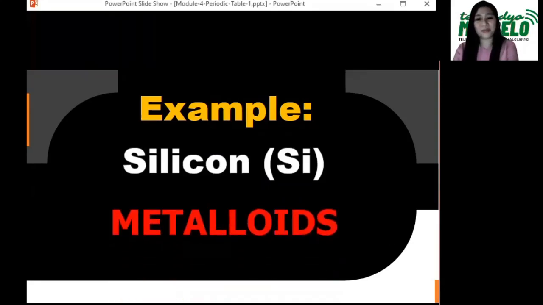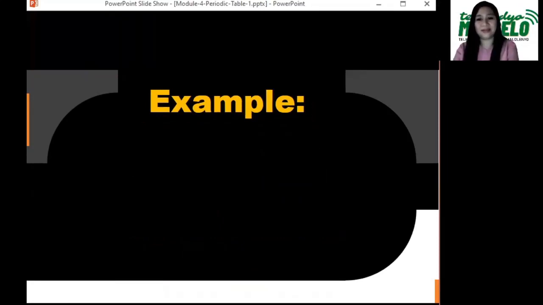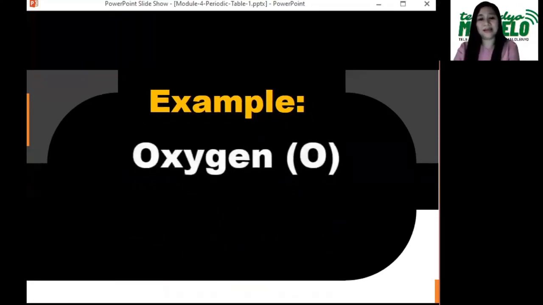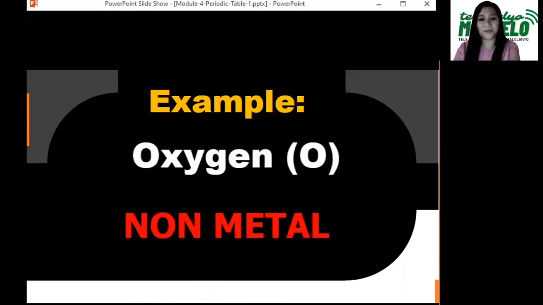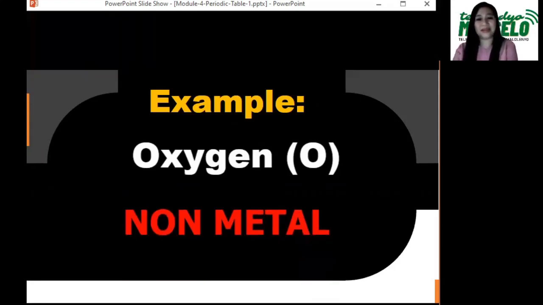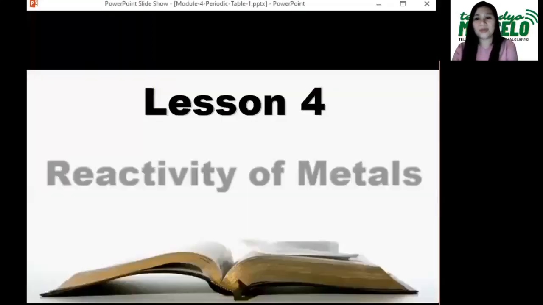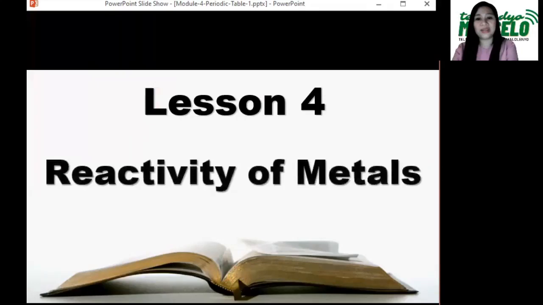And for the last example, we have oxygen. Is oxygen metal, nonmetal, metalloid, or inert gas? Great answer. Oxygen is nonmetal. It's so easy, right? For our last topic on the periodic table, we will describe how elements react with another substance. Lesson 4, Reactivity of Metals.